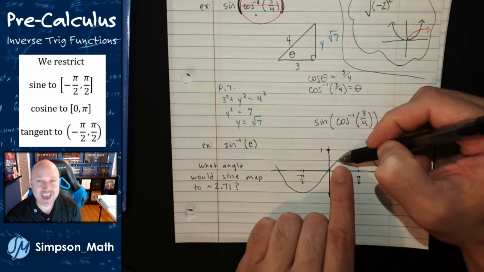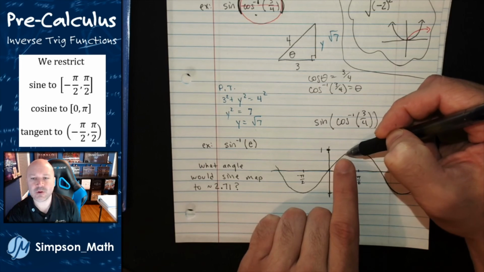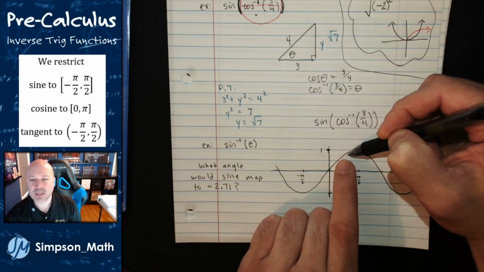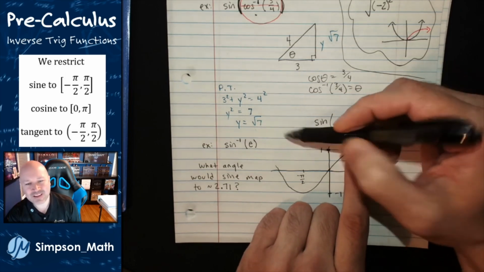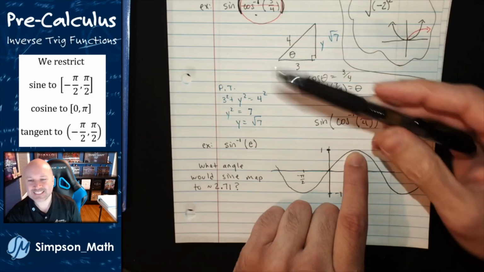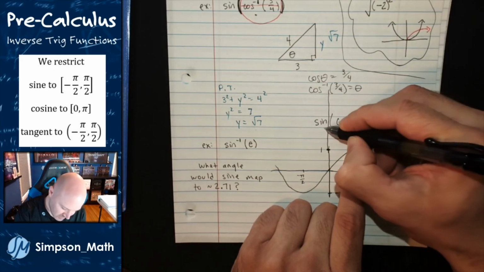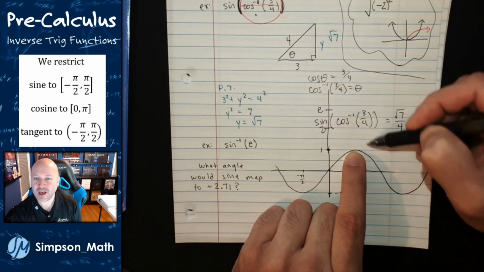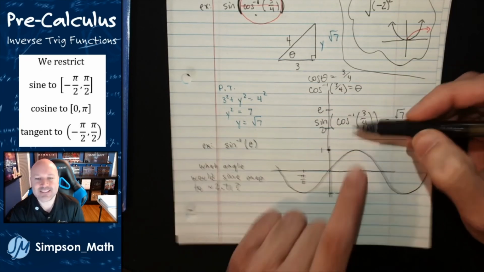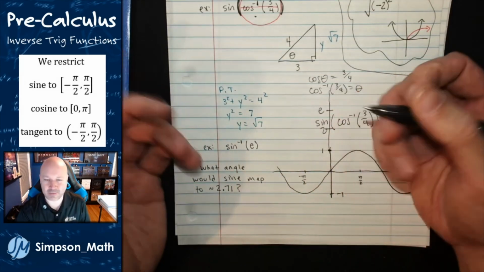Well, if you told me a half, I would tell you pi 6. If you told me root 3 over 2, I would tell you pi thirds. If you told me 1, I would tell you pi halves. I'm not going to get anywhere close to 2. Sine never comes way up here. If this is 2, 2.7 is up here. There's no way. I'm never going to do that. That's never going to happen. This is not defined. Never.